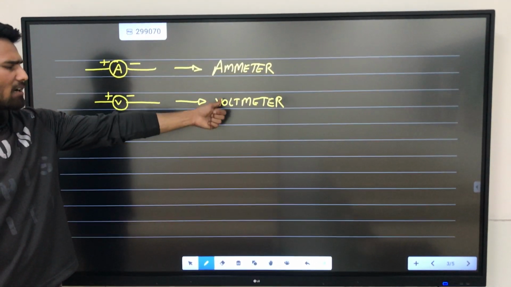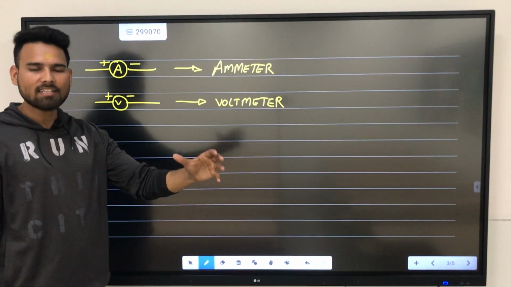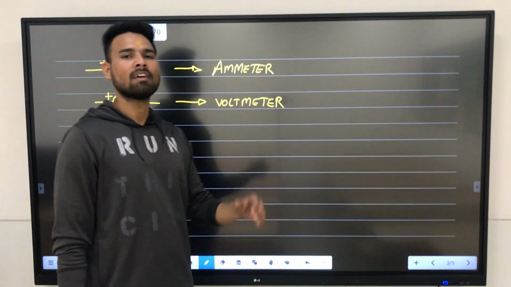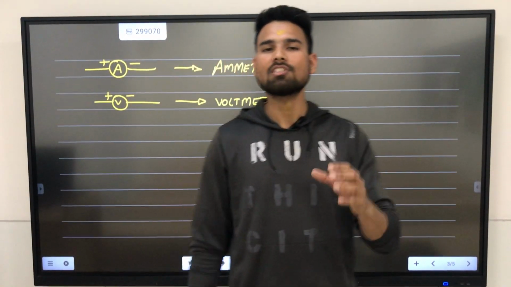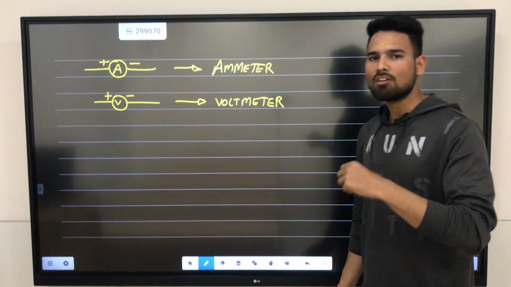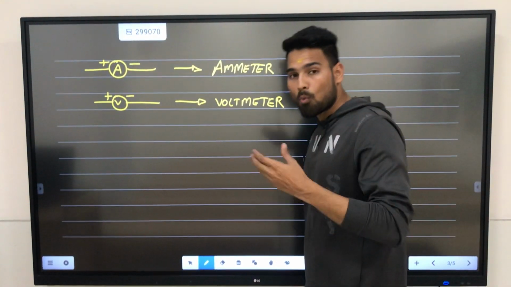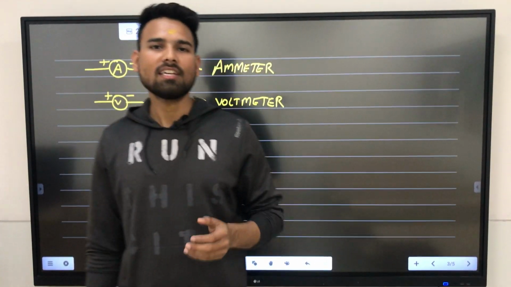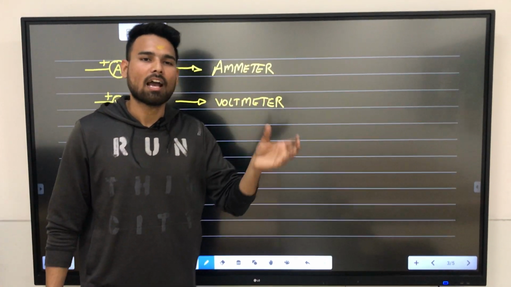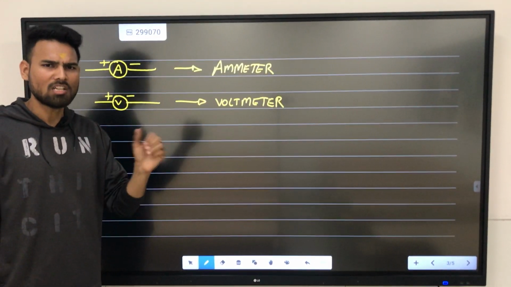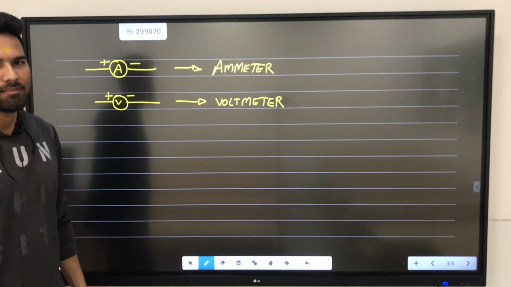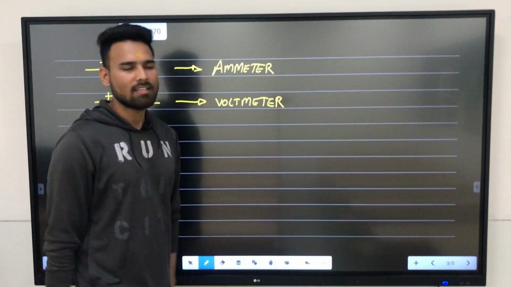Now what do ammeter and voltmeter mean? An ammeter is a device which is used to measure the current, the amount of current. And what is a voltmeter? A voltmeter is a device which is used to measure the potential difference across two points. Now, what is potential difference? We will be discussing it.